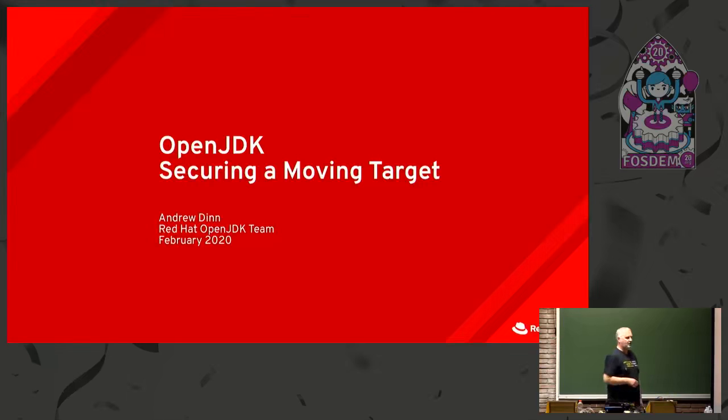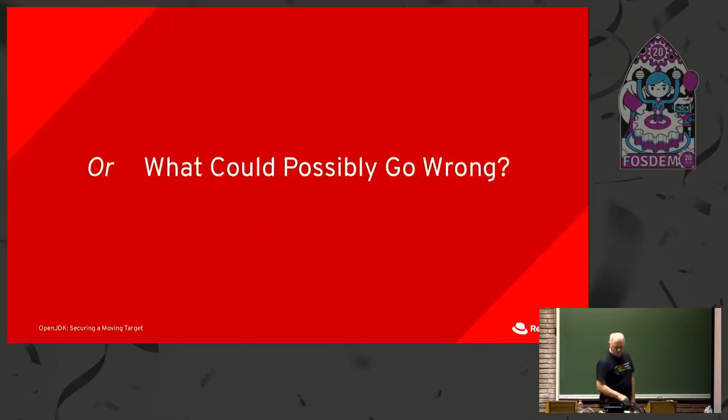I've called it securing a moving target. That's the aspect of OpenJDK I think is interesting to talk about in terms of security. The subtitle is, what could possibly go wrong? Actually, I'd read that another way. What are the things that might possibly cause problems that are specific to the nature of OpenJDK, the class libraries, the JVM, that wouldn't happen in many other types of applications? That's really the thing I'm interested in.